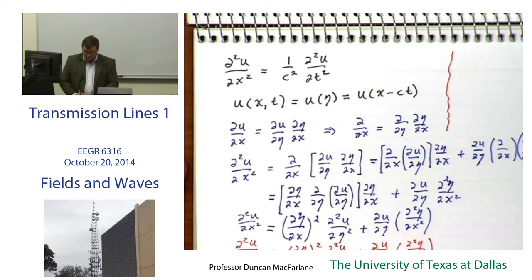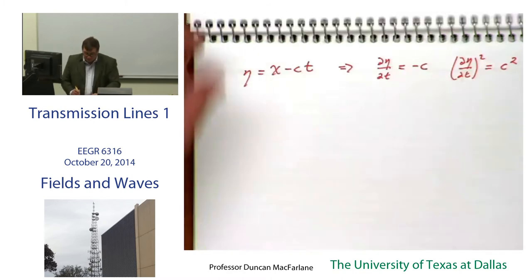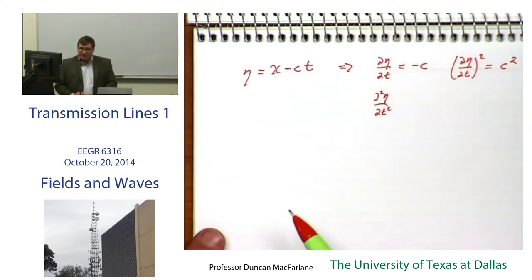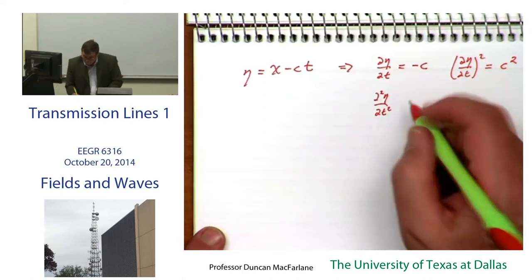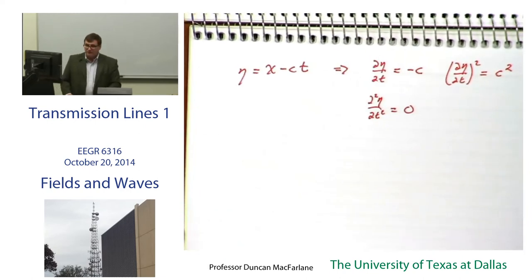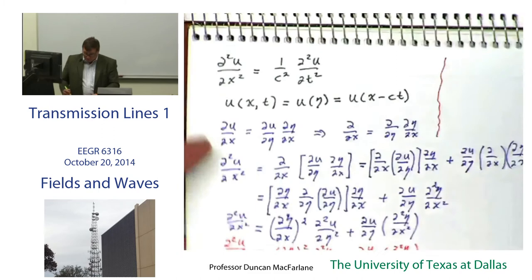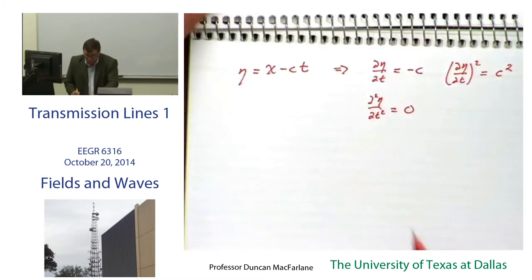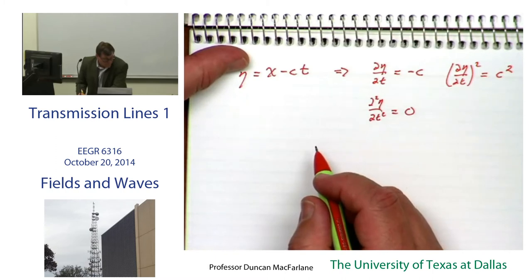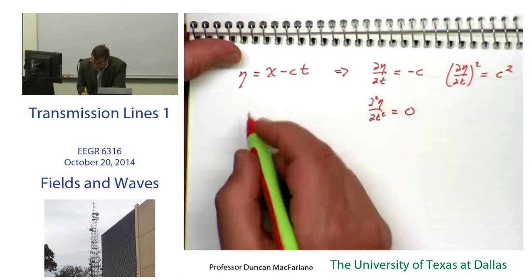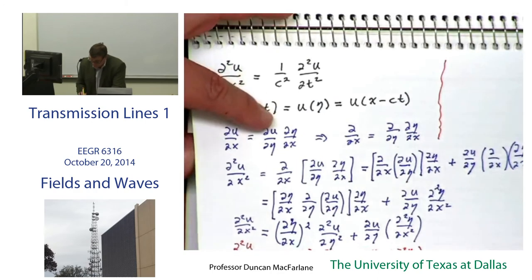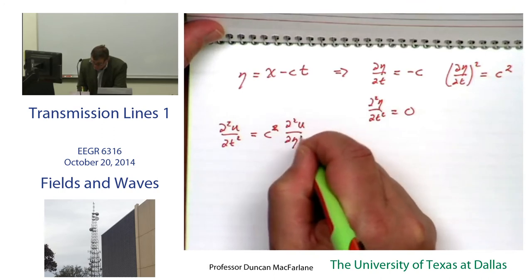Okay? Del 2 eta del t squared, well, I take the derivative of this guy here, the derivative of a constant is 0. Everyone see that? If d eta dt is minus c, then the second derivative is 0. And if I go back to my equation there, that term goes away. That term is 0. So del 2u del t squared is equal to c squared times del 2u del eta squared plus a 0.